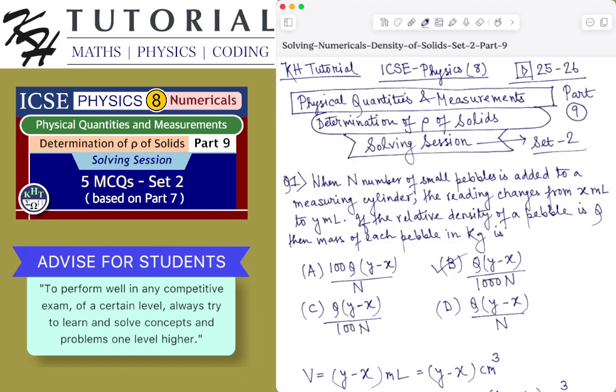In the next video, I will discuss the key concepts and formulas about how we measure the density of liquids using a density bottle. So please stay tuned for that video.